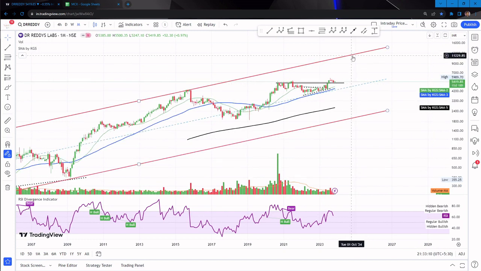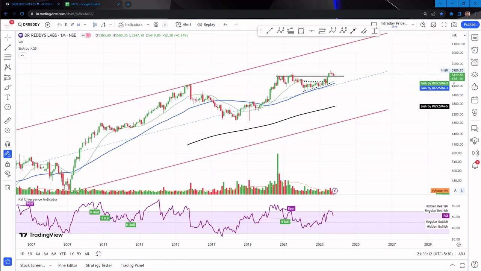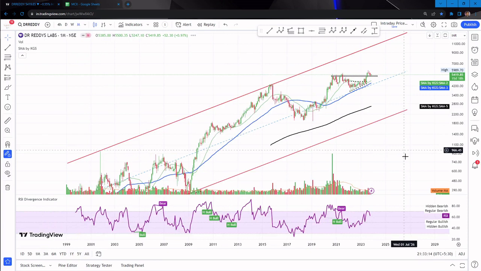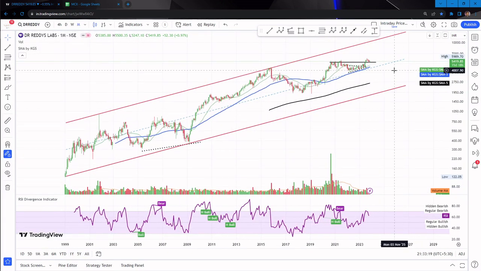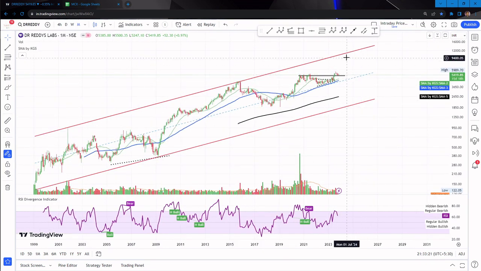It might go upside. My expectation is, again I'm telling you, I am not expecting it to go to 9,000 levels. I'm expecting it to go at least till this zone. It is traveling in a parallel channel. My expectation is it can go to this zone, and it is really looking good.